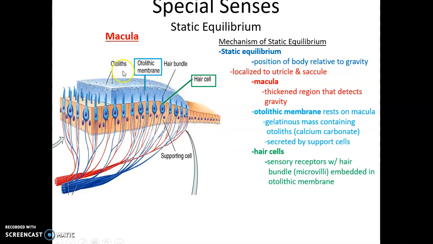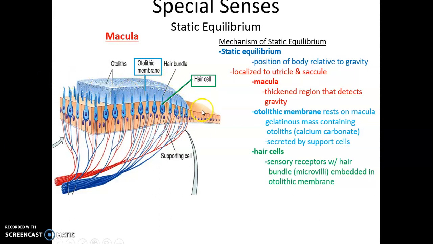So when you look inside the utricle or the saccule, you will find an area called the macula. The macula is a thickened region where the cells themselves are bigger and where you'll find the associated hair cells, which are the sensory receptors. And the macula has on its surface a structure called the otolithic membrane. The otolithic membrane is a gelatinous mass that contains otoliths, which are just calcium carbonate crystals.